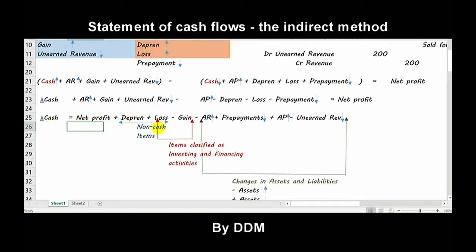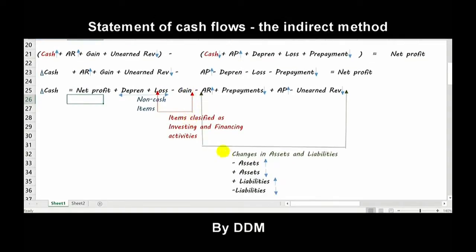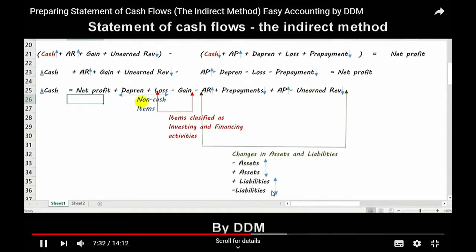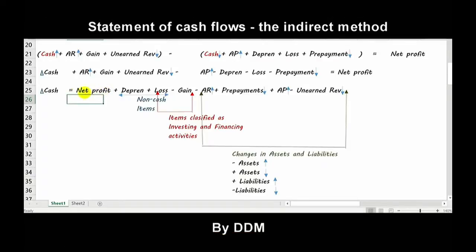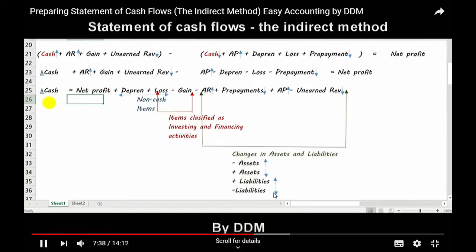So as we can see, the first thing we take care of is non-cash items, depreciation and loss. Second step, we look after items classified as investing and financing activities. Here it could be loss, it could be gain. Next, we look after the changes in assets and liabilities. So from this equation, we see that we need to subtract the increase in assets plus the decrease in assets plus the increase in liabilities and minus the decrease in liabilities. In this way, purely mathematical, we establish the relationship between net profit and net cash flow from operating activities.